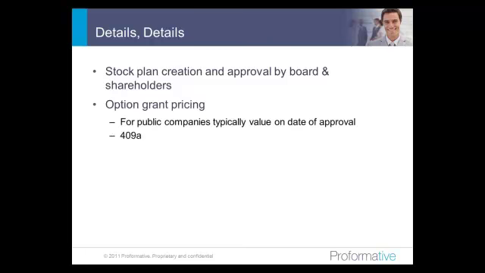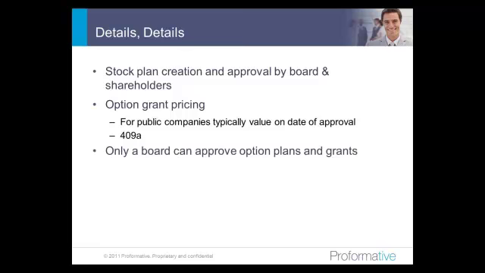Option grant pricing. For public companies, the grant price is typically the value on the date that the options were approved by the board, so that there's no monkey business around people trying to manage grant prices. For privately held companies, there's this valuation exercise called a 409A that you need to get done, and talk to your counsel or your accounting firm about that.